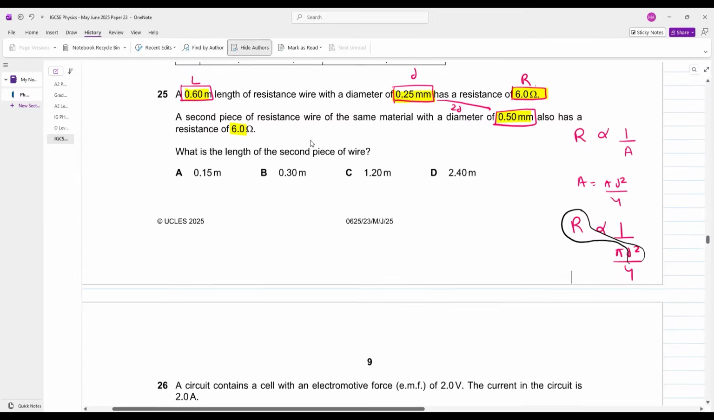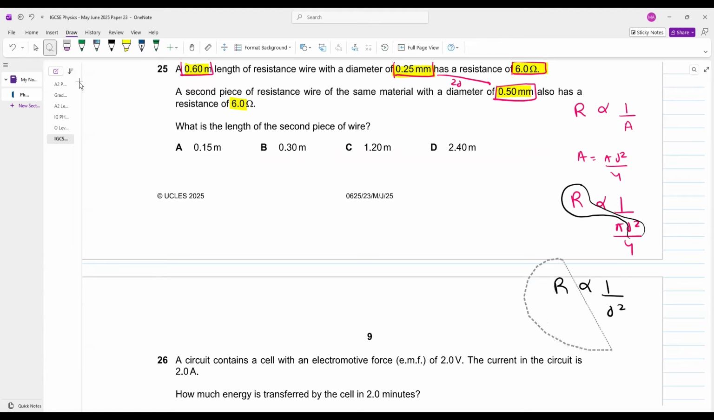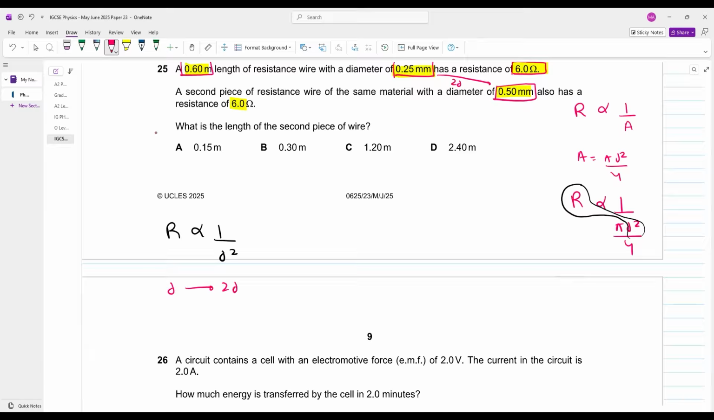Resistance is inversely proportional to diameter का square. Now if your diameter is doubling, 0.25 से 0.5 millimeter की तरफ जा रहा है, what will happen to your resistance? Your resistance will decrease by 1/4. अगर resistance initially 6 थी तो अब वो 1.5 हो जाएगी. It will become 1.5 ohms.